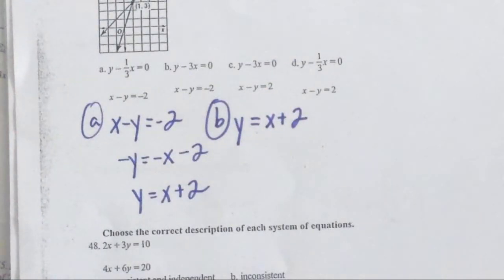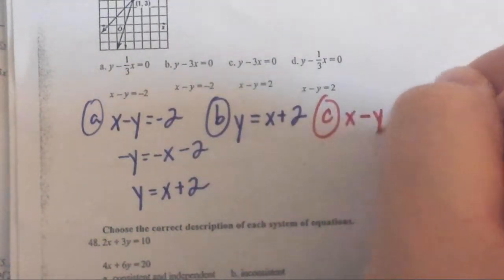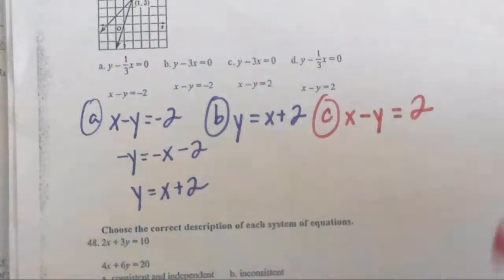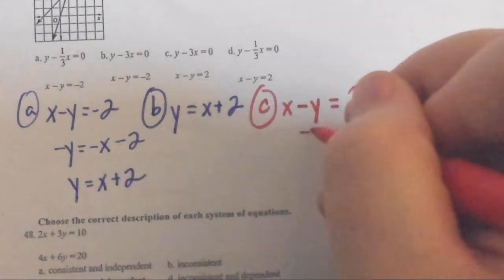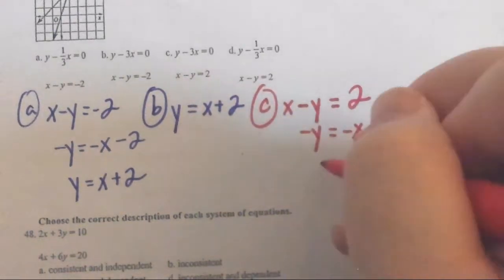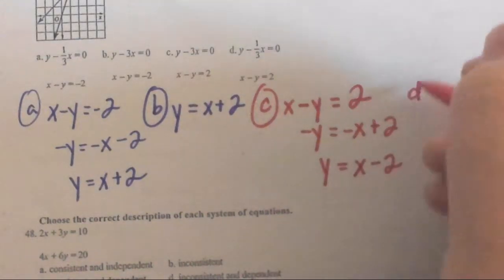C and D are technically different. C is x minus y, instead of equaling negative 2, equals positive 2. So when I rearrange it, I get negative y equals negative x plus 2. I change everyone's signs, I end up with y equals x minus 2. And the same thing goes for D.